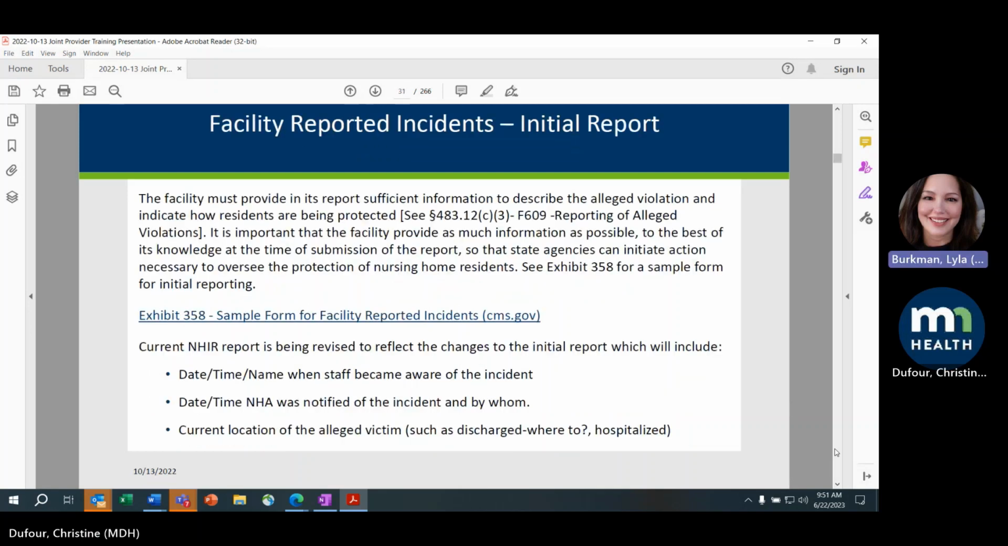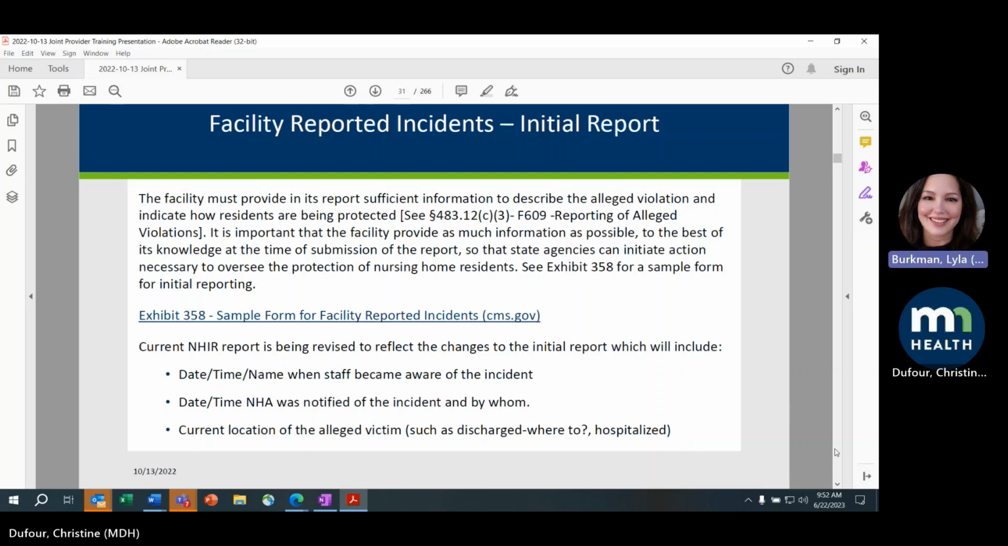The facility must provide in its report sufficient information to describe the alleged violation and indicate how residents are being protected. Reporting of alleged violations can be found under F609. It is important that the facility provide as much information as possible to the best of its knowledge at the time of submission of the report so that state agencies can initiate action necessary to oversee the protection of nursing home residents.